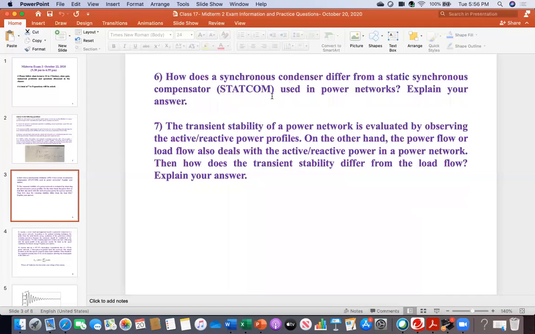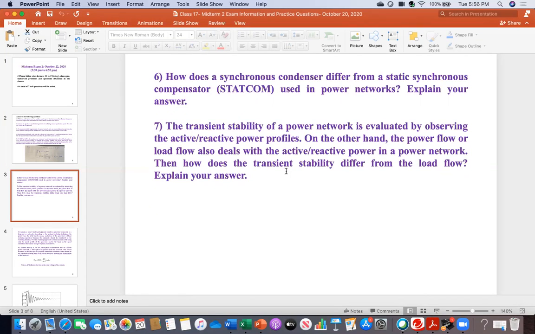Even the STATCOM can also compensate the reactive power. But the difference is that the static synchronous compensator is a static device. It does not rotate. On the other hand, the synchronous condenser is basically a synchronous motor under a special situation. So that is the difference: this is rotating and the static synchronous compensator is static. But both are reactive power control sources or devices.